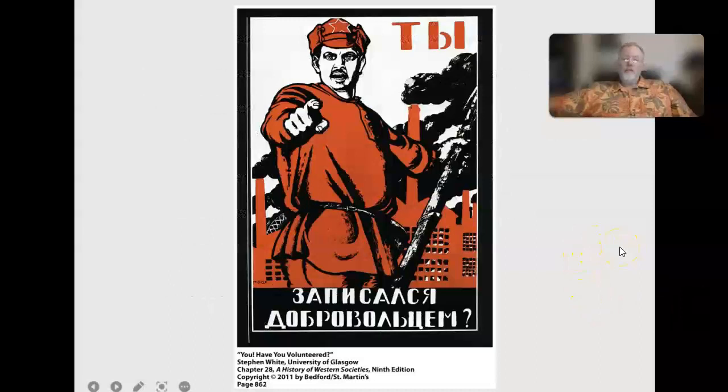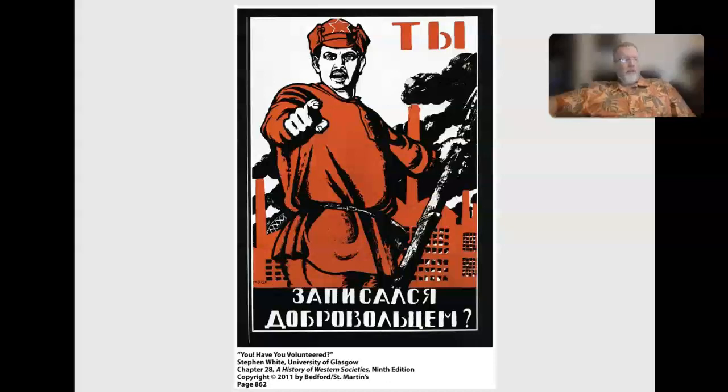Let's see. This is a Russian propaganda poster. It says in Russian, have you volunteered? Trying to get you to volunteer for what becomes known as the Red Army. And we're going to talk about the red versus the white. We get basically a red versus white conflict going on. Eventually it becomes known as the Red Army under what is established as the Soviet Union here.